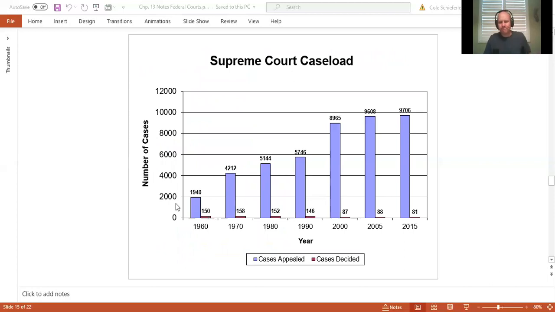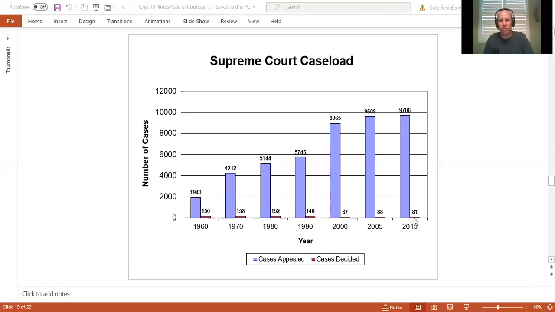Okay, moving on. What we have here is the blue showing you how many cases get appealed on an annual basis to the Supreme Court and how many cases the Supreme Court actually takes, okay? And so the trend that we see here is that in the year 1960, we had just under 2,000 cases that were appealed to the Supreme Court, and they accepted around 150. And as of, say, 5 years ago, we had almost 10,000 cases get appealed to the Supreme Court, and they accept less than 100. And on a regular basis now, the Supreme Court only accepts about 80 cases a year.